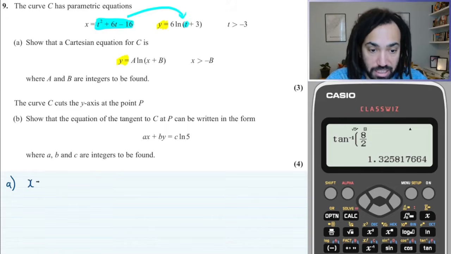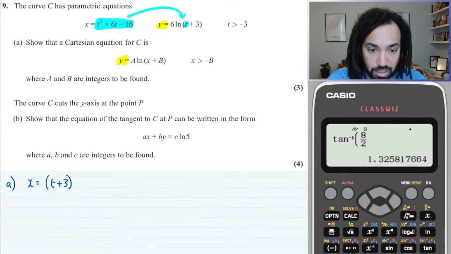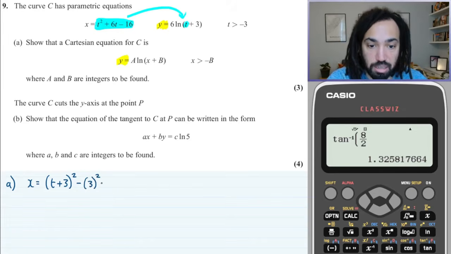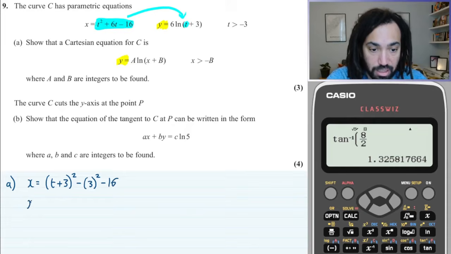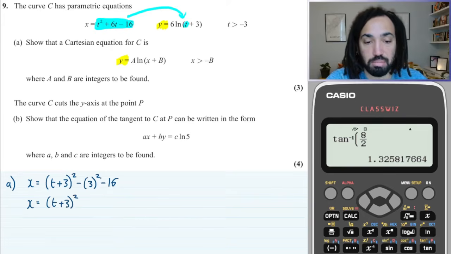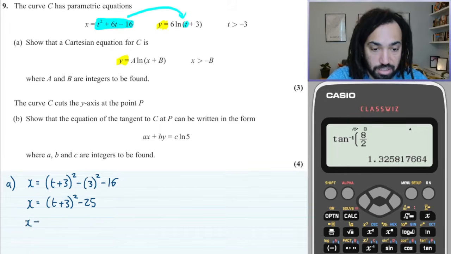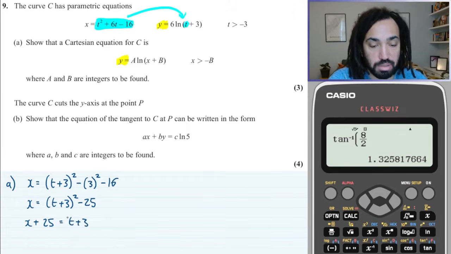Okay, so what we're going to do is we're going to say x is equal to t, and then half of 6 is 3 squared, and then minus that value squared, minus 16. So that's how we complete the square. So this is t plus 3 squared, minus 9 minus 16 is minus 25. Okay, we're then going to need to rearrange to make t the subject. So I'm going to add 25, like so, and then I'm going to square root. So let's just do it like this, just to save a bit of time. Square root, like so.